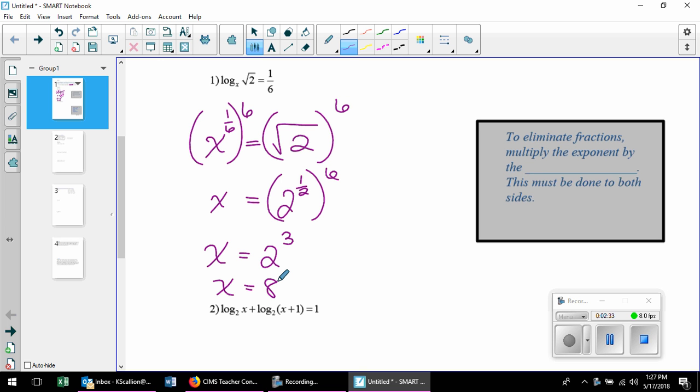Easy peasy, right? So to eliminate fractions on that exponent, what am I going to multiply it by? The reciprocal. So if it's 2/3, I multiply it by 3/2. Makes sense. So you're going to multiply by the reciprocal, because you always want that exponent of 1 when we're trying to solve for it.